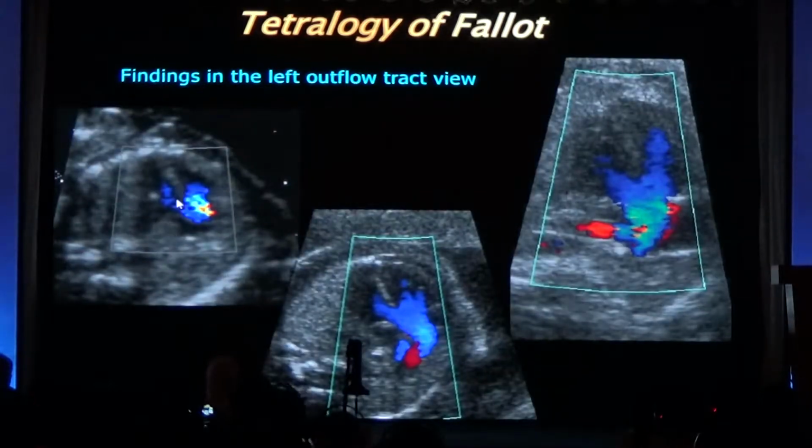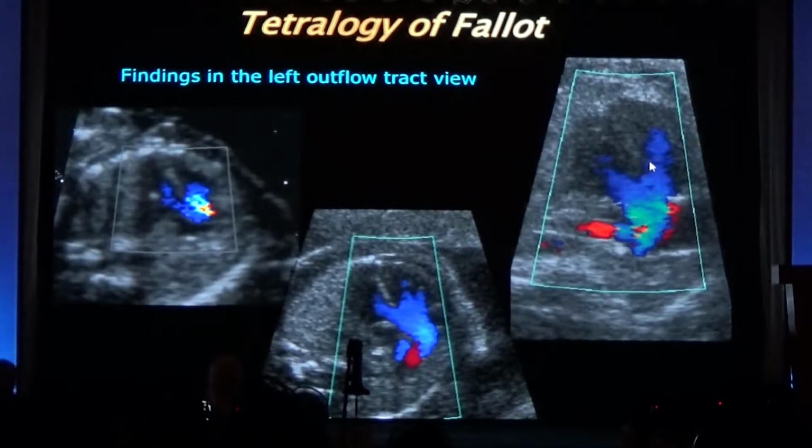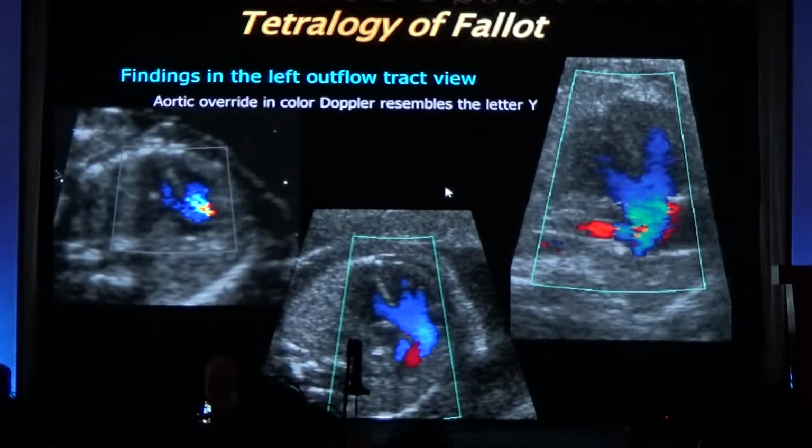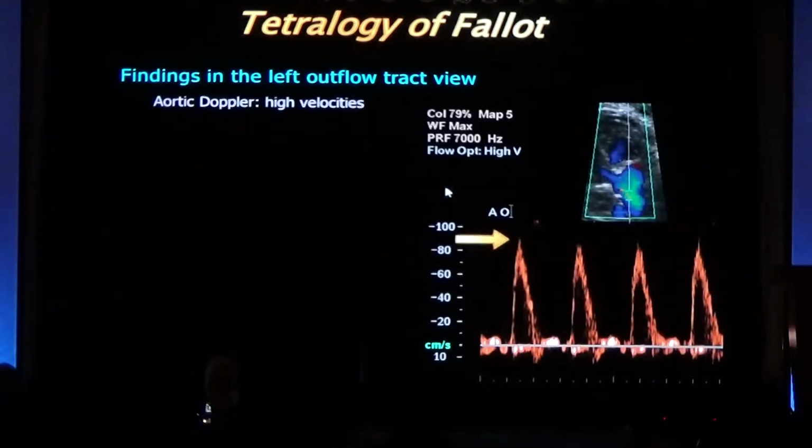With color Doppler, nothing very different. You see this Y-shaped color image here. Remember, I just showed you a Y-shaped color image, but it was during diastole in the atrioventricular septal defect, the complete form. Now this is during systole. This is a blue one instead of being a red one like we saw in the previous anomaly.